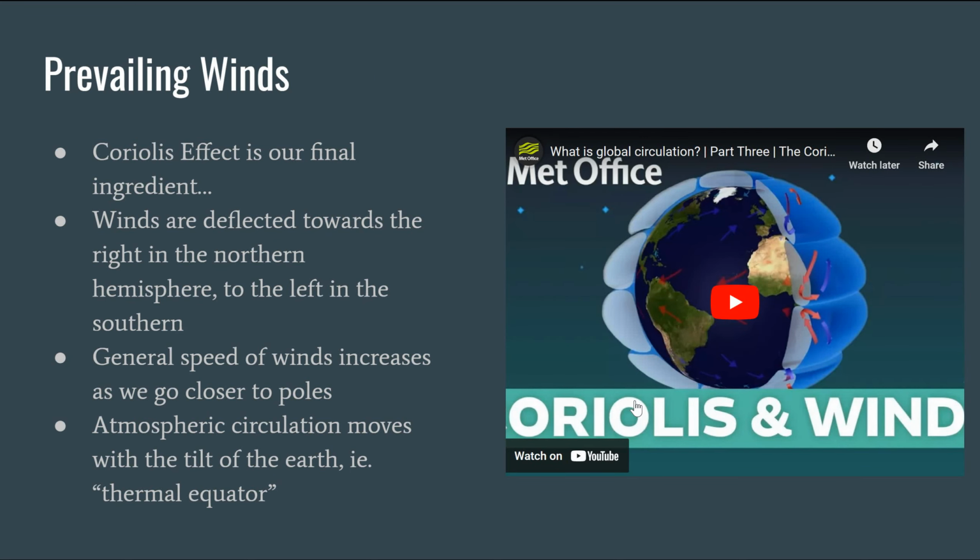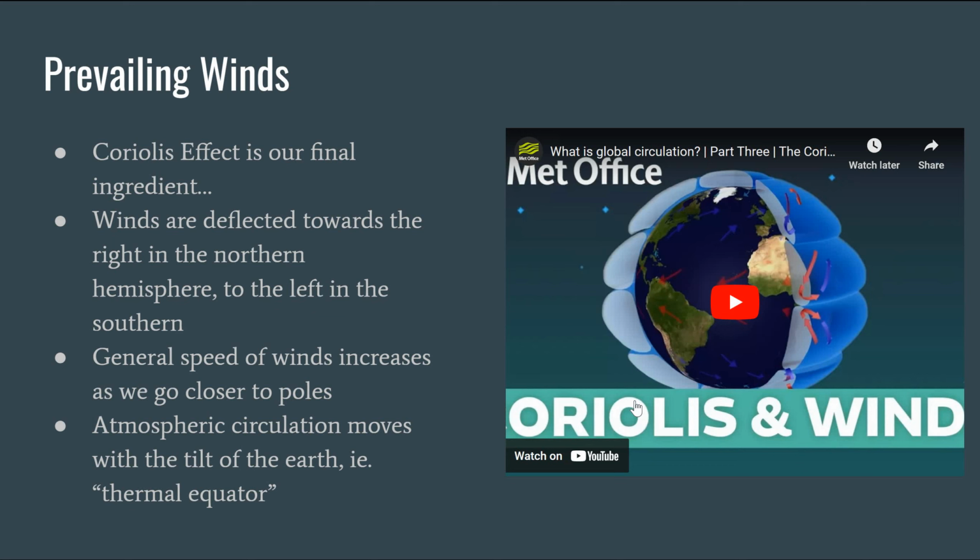Yeah, so essentially, as you can see from the video, winds in the northern hemisphere are deflected towards the right, and in the southern hemisphere they're deflected towards the left. The general speed of the winds tends to be higher as we get closer to the poles, particularly in the southern hemisphere, where there's little land getting in the way of it. That's why we have higher speed winds at around the 40, 50, 60 degree latitudes in the southern hemisphere.